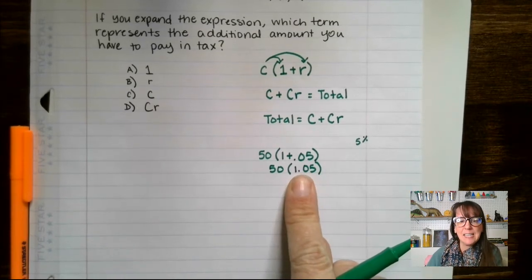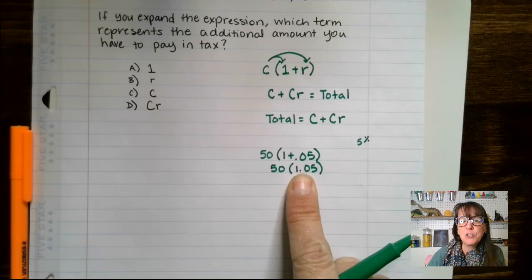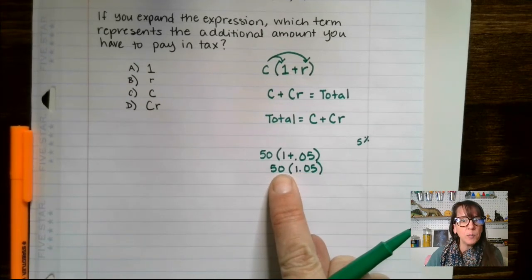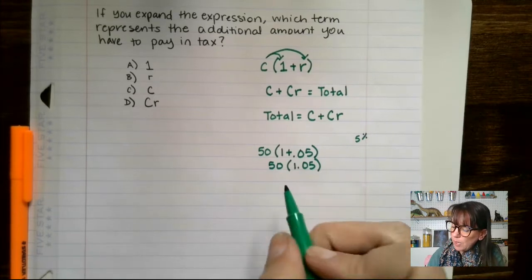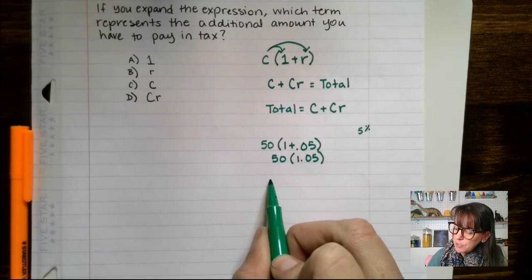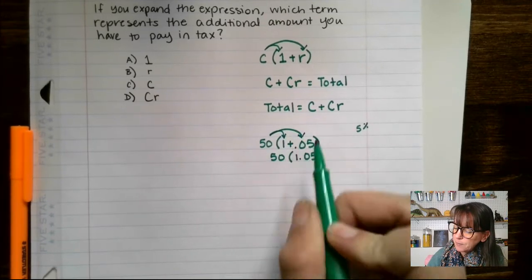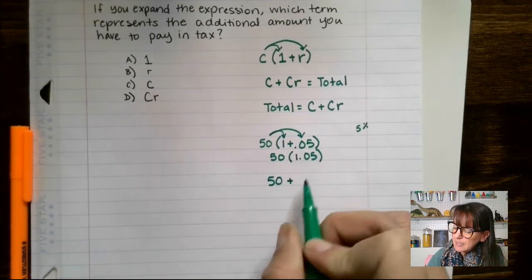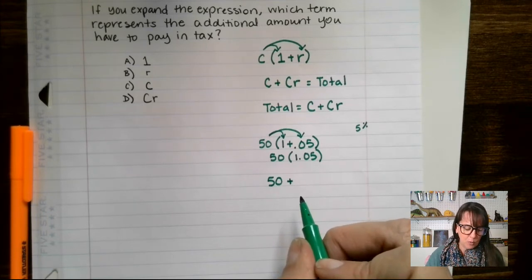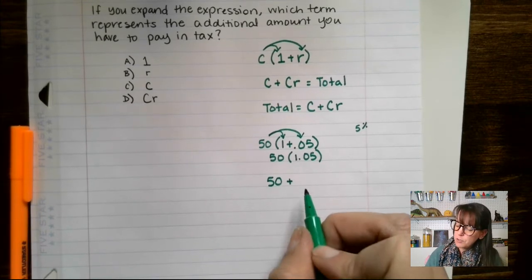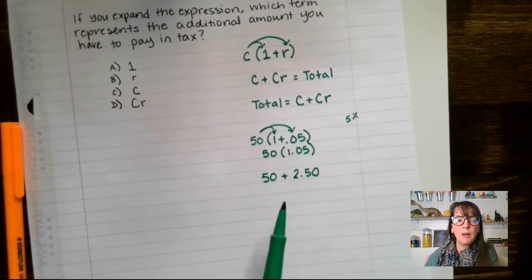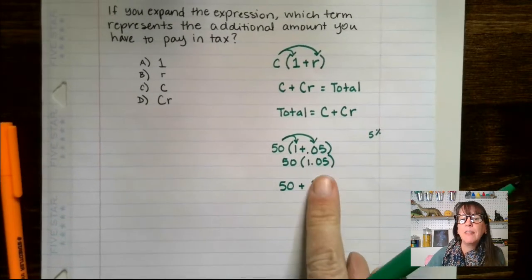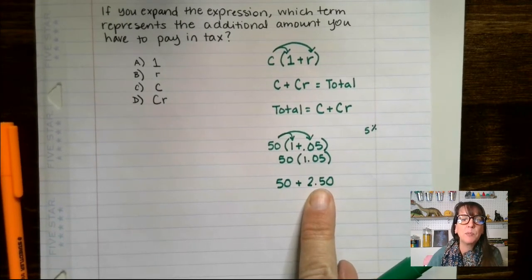What that is telling us is we're paying 105% of the cost of the item. 100% represents the original cost of the item, and then the 5% represents the tax amount. So another way of looking at that is if we took that 50 and we distributed it to here, 50 plus 50 times 0.05 will give us $2.50. So if I were to distribute this, I would end up with $50 is the cost of the item, and then $2.50 is the sales tax that we will be paying on that.